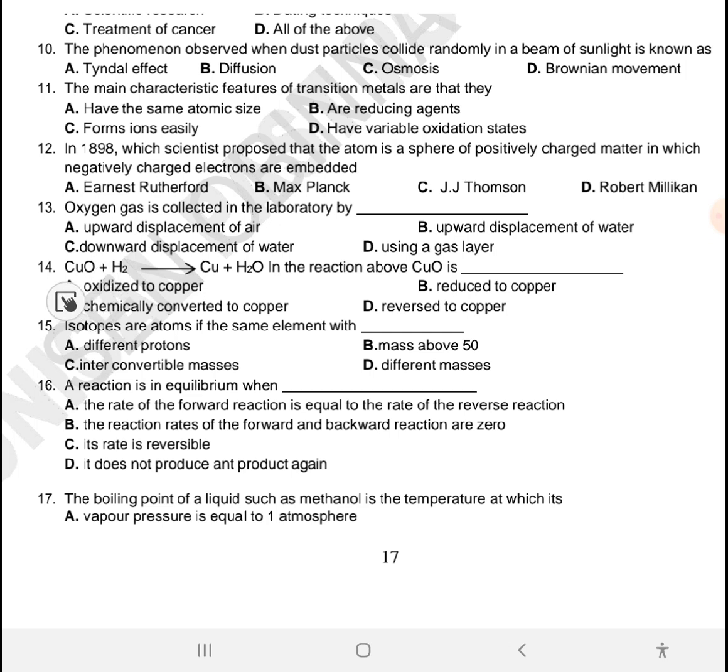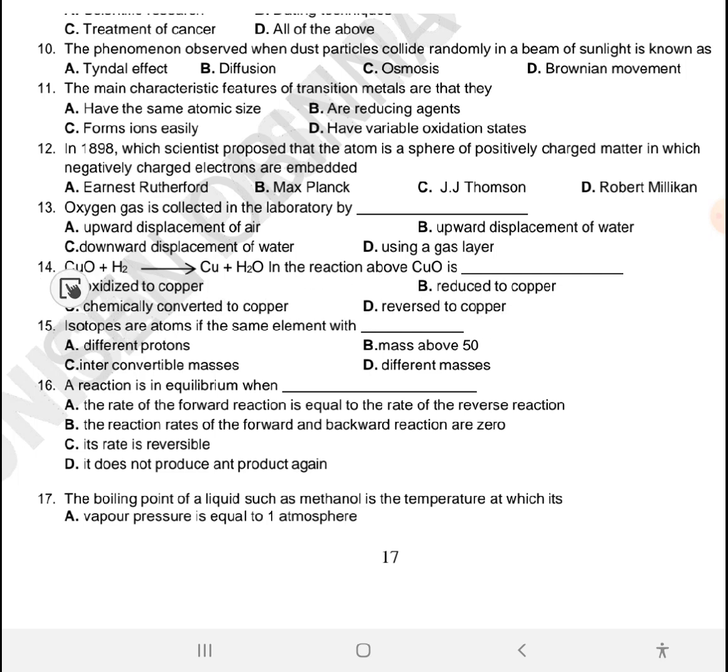Next question, number 14. Copper oxide reacting with hydrogen gas would give you copper and water. In the reaction above, copper oxide is dash. Number 14, we see copper oxide here. Then they're asking us copper oxide is what? Since oxygen has been removed, we say copper oxide is being reduced. After going through this, if you still don't get this one clearly, we have a complete series. You could request for that one too, where these things are explained in depth. So copper oxide is being reduced.